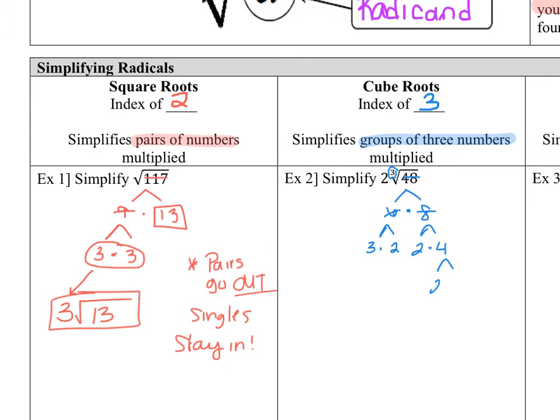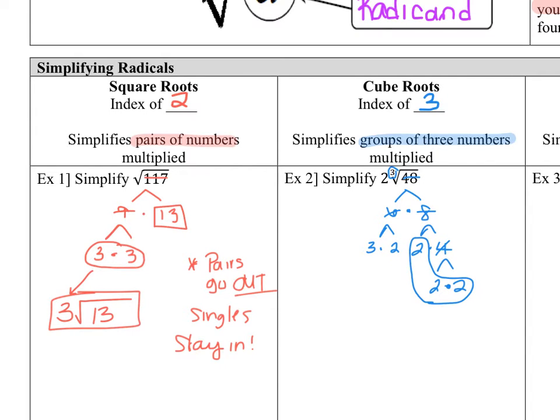4 can break down into 2 times 2. Now, since this is a cube root, we need groups of 3. So I see I have 3 2's all multiplied together. So that's one group of 2's that I'm going to be able to take out of my cube root. Now, yes, there is another 2 here, but because I don't have enough to make another group of 3 2's, this one's stuck on its own.